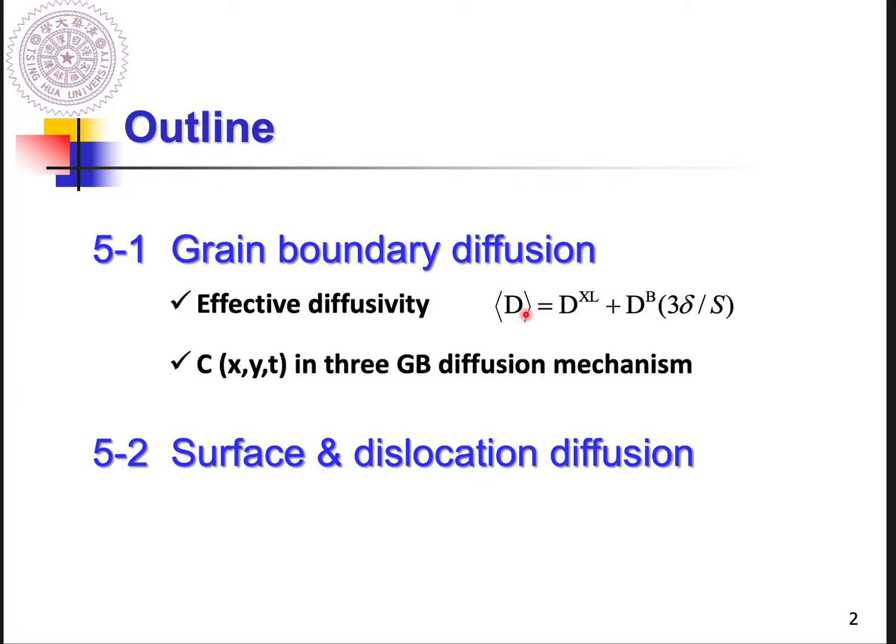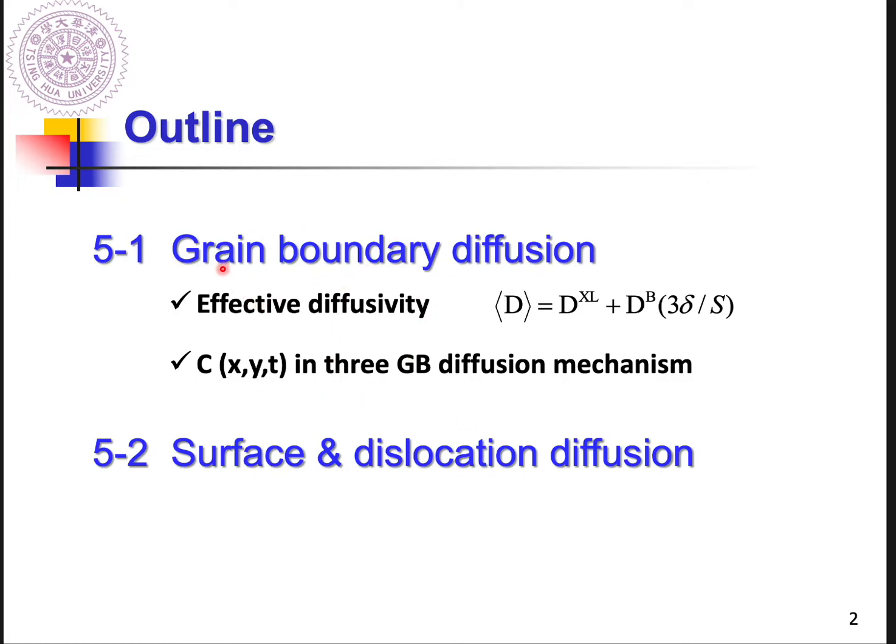This lecture can be simply divided into two parts. The first part talks about grain boundary diffusion, and the second part talks about surface and one-dimensional dislocation diffusion. In your textbook, more pages are spent explaining grain boundary diffusion, and just a few pages on surface and dislocation diffusion. So let's move to grain boundary diffusion.